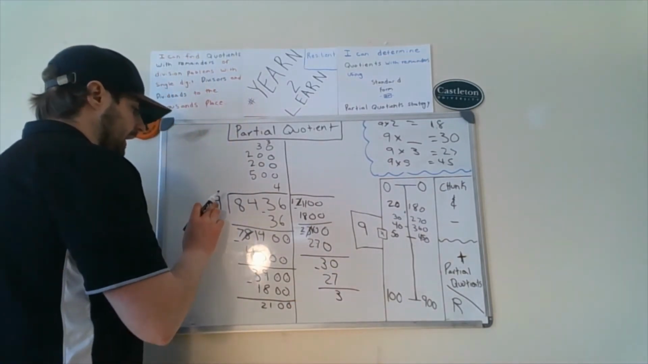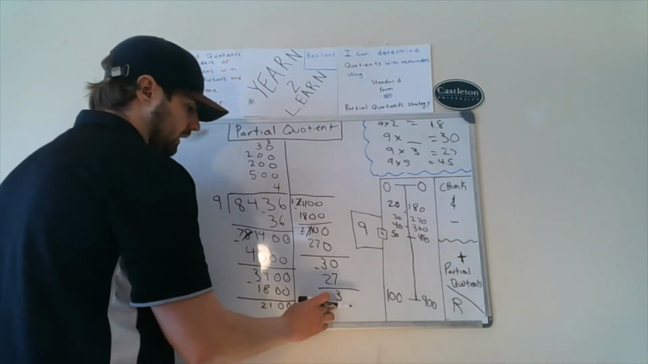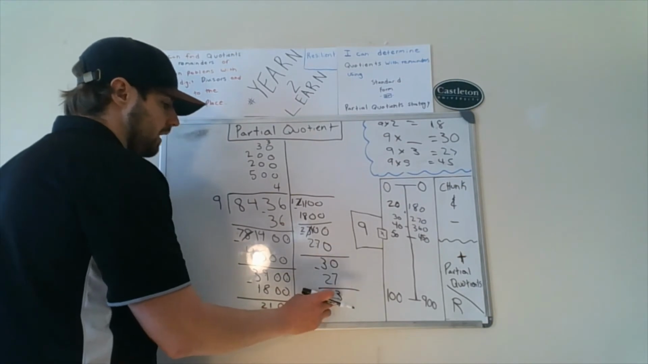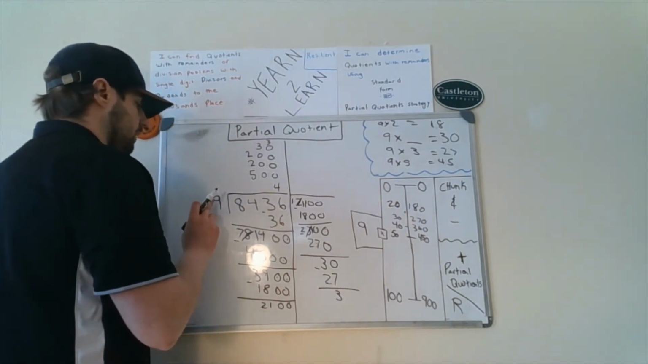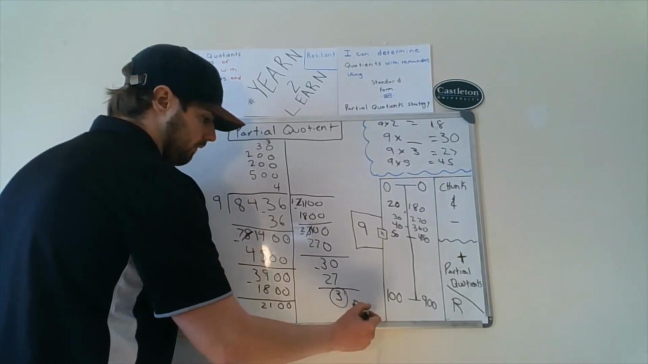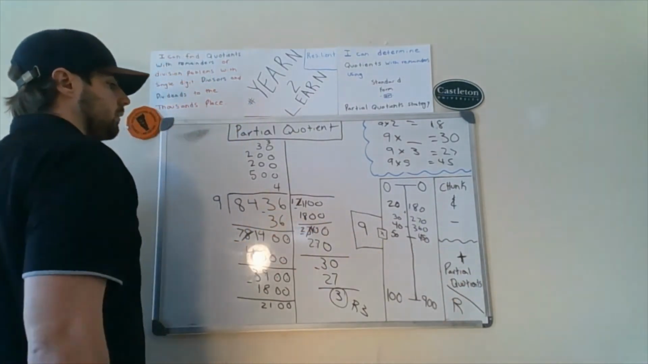Can I chunk again, guys? Can I chunk 9 into a 3? Can I chunk that out? Can I divide 9 into 3? I cannot. 3 is a much smaller number than 9. I have a remainder of 3. I need to add partial quotients in the remainder.